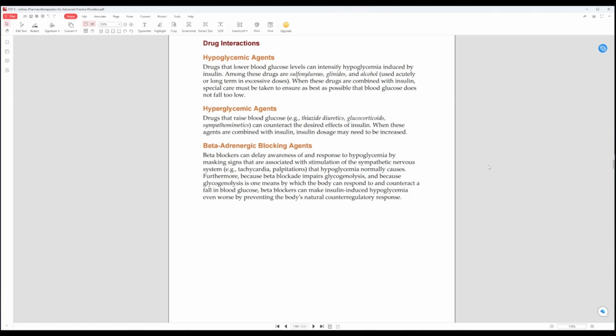Hyperglycemic agents, drugs that raise blood glucose, such as thiazide diuretics, glucocorticoids, and sympathomimetics, can counteract the desired effects of insulin. When these agents are combined with insulin, dosages may need to be increased.